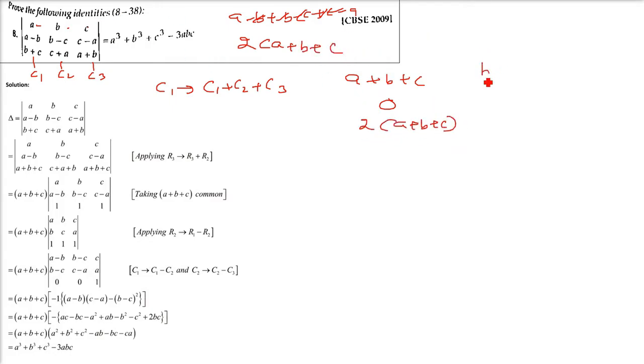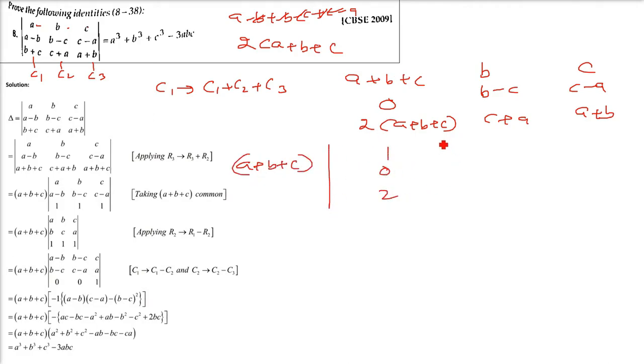Now the second column will be B minus C, C minus A, and the third column C plus A, and A plus B. Okay, from the first column, A plus B plus C can be taken common. So I am taking A plus B plus C common. And what do we have inside? 1, 0, 2, B minus C, C minus A, C plus A, A plus B.